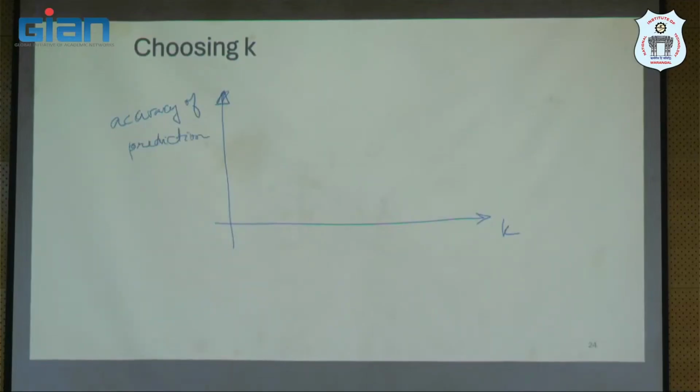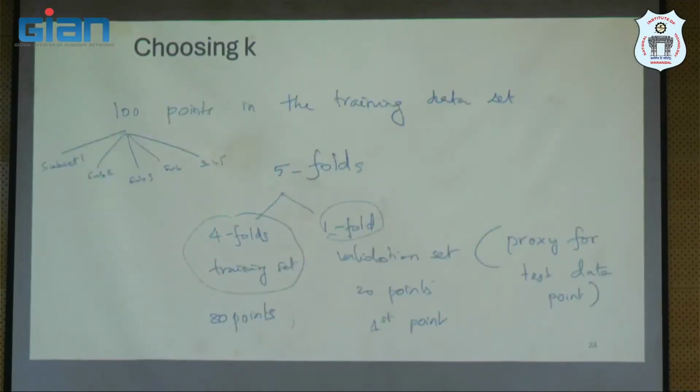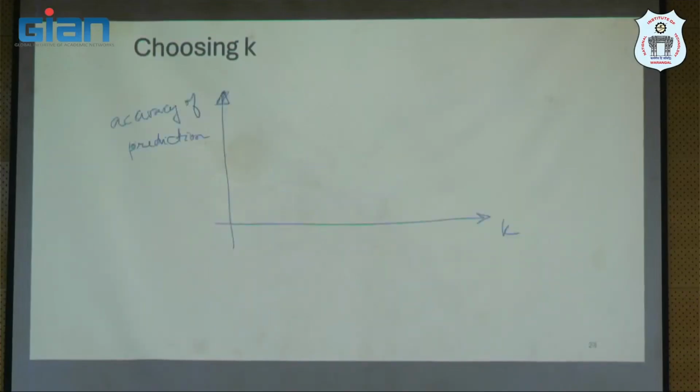The good thing is, because I am using 1 fold from the original training data set, I know my ground truth. So I know how accurately I am predicting in the validation set. Right? So I am going to capture the accuracy of prediction with different k, when k is equal to 1, 3, 5, 7, 9, like that.